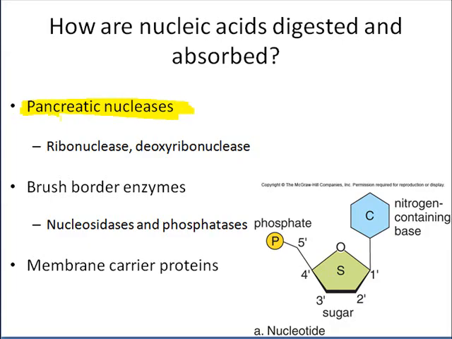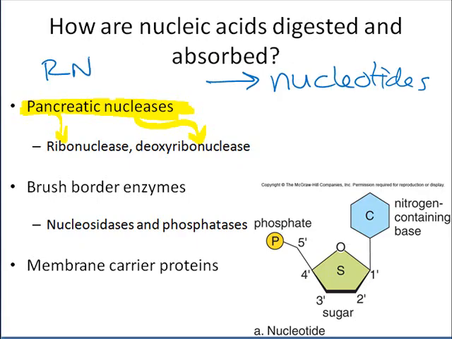Now, there are specialized types of pancreatic nucleases. We have ribonuclease, which, as the name implies, specializes in digesting RNA, and we have deoxyribonuclease that preferentially breaks down DNA. They break down ribonucleic acids and deoxyribonucleic acids into individual nucleotides. So, for example, we'd have RNA plus water in the presence of ribonuclease to give us individual nucleotides. Same thing would happen for DNA in the presence of deoxyribonuclease.